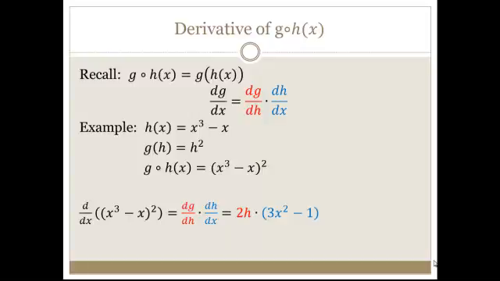Using the power rule, we get that the derivative of g with respect to h is 2h, and the derivative of h with respect to x is 3x squared minus 1. It is undesirable to have our function in terms of two variables, h and x. But we can replace h with x cubed minus x, since h of x is x cubed minus x. Doing this replacement, we get 2 times x cubed minus x times 3x squared minus 1 as the derivative of x cubed minus x squared.